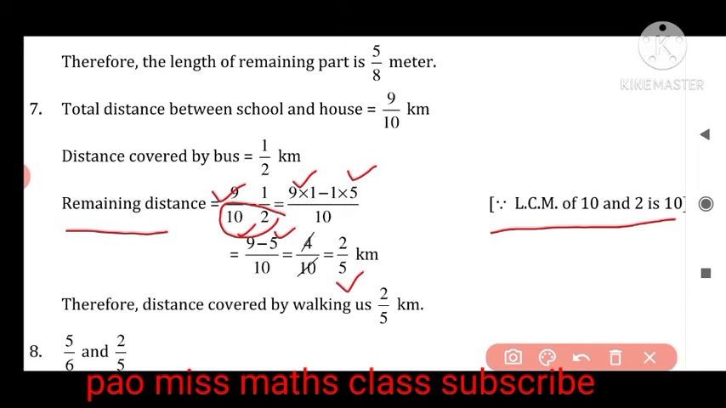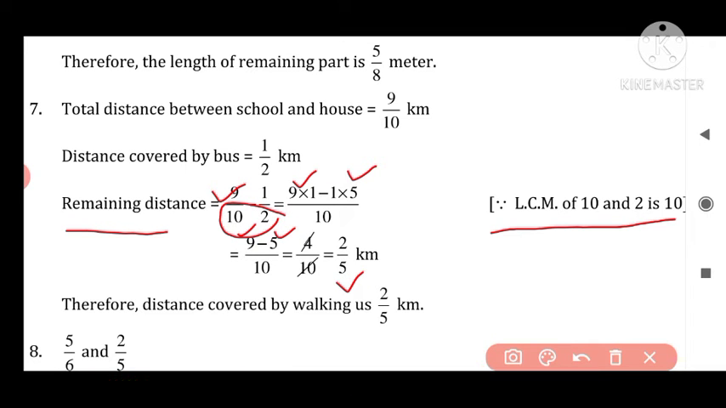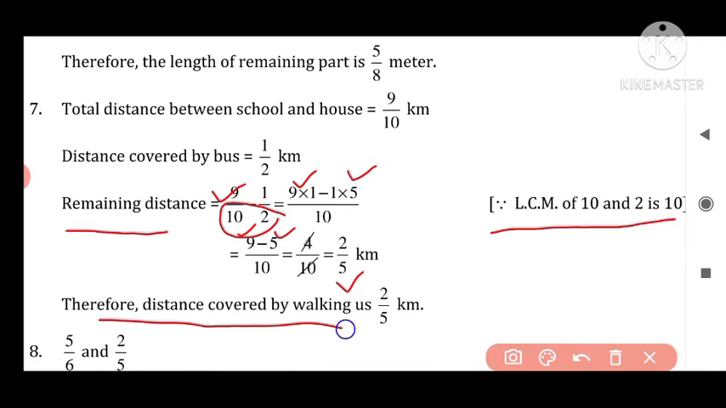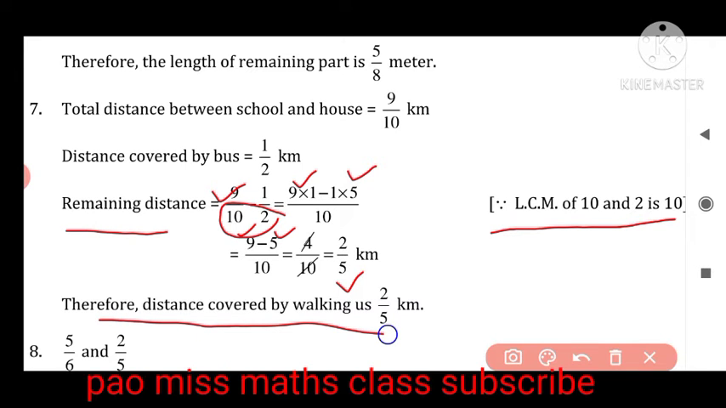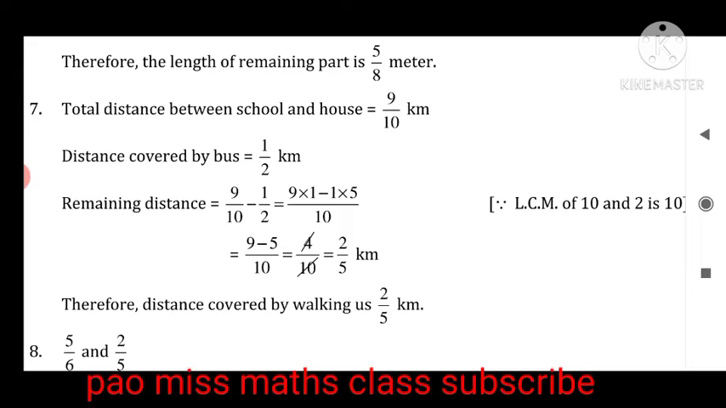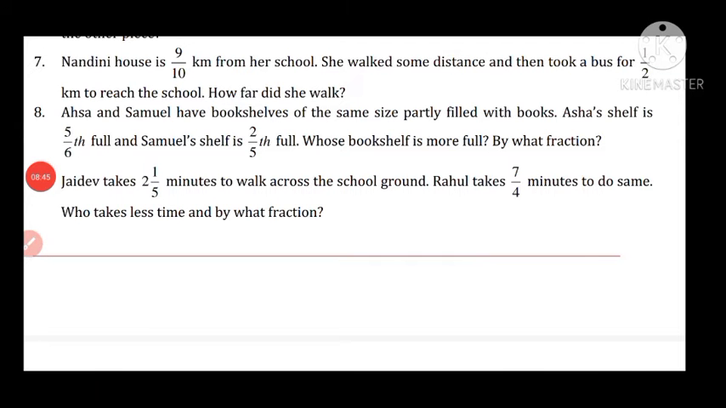So how many kilometers did she cover by walking? She covered a distance by walking equal to 2/5 kilometer. Therefore the distance covered by walking is equal to 2/5 kilometers. So this was the solution for question number 7. Now come to question number 8.